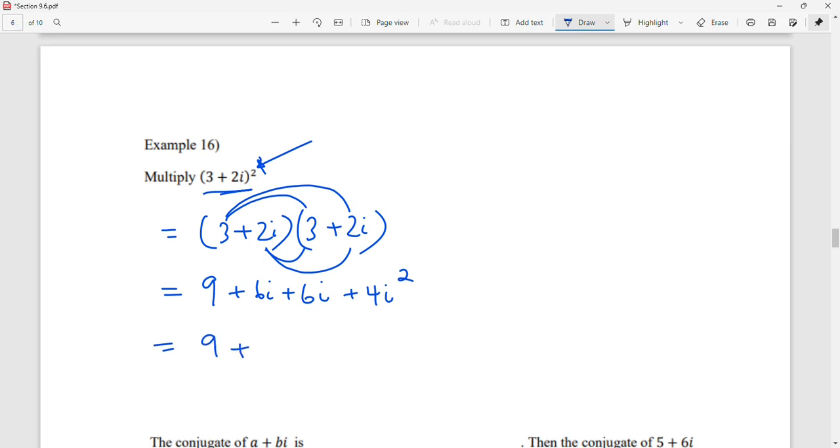Let's collect like terms. 6i plus 6i is 12i. And again, remember this i squared is negative 1. Negative 1 times 4 gives us a negative 4. We can simplify. 9 minus 4, that's 5, plus 12i.